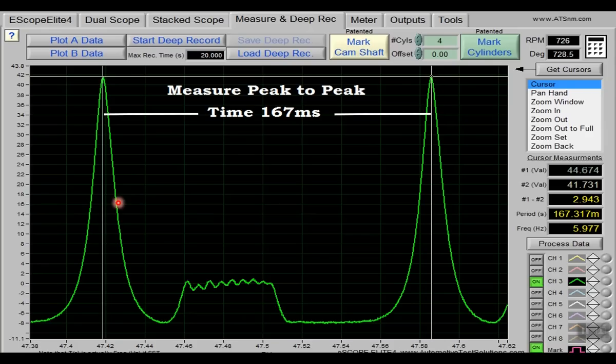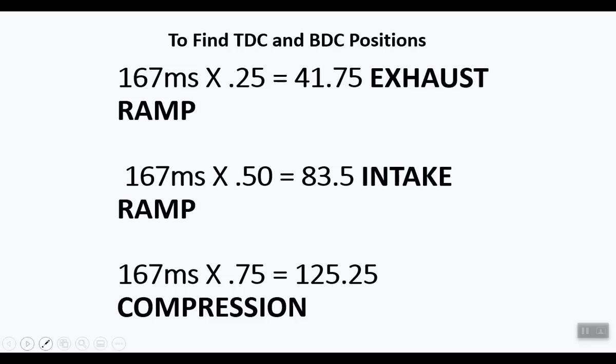Now, I want to look at the time. Whenever I put a cursor on whatever scope you're using, I'll have a period in time. In this case, I have 167 milliseconds. Now, in order to find my strokes, if my scope doesn't allow a gridding mechanism, I want to use this. It's a very simple math equation where I'm going to take the 167 milliseconds and multiply it by 0.25, 0.50, and 0.75. When I do this, it's going to give me an output. In other words, if I take 167 milliseconds by 0.25, that's 25%. That's 50%. That's 75%. That will give me my exhaust stroke, my intake stroke, and my compression stroke.